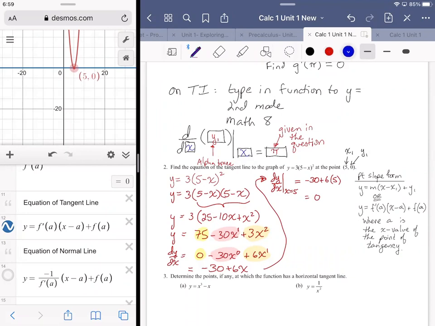So if I'm using my point slope form, so if I'm using this one, I'd be saying y equals 0 times x minus 5 plus 0, which would all boil down to just y equals 0. And so that would be the equation of my tangent line.